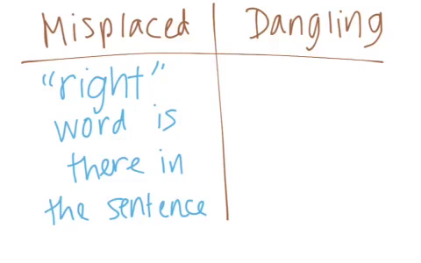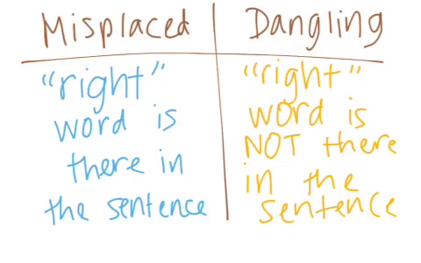However, for dangling modifiers, the word that the modifier is supposed to modify is not present in the sentence. Oh no! Therefore, that correct or right word, so to speak, or the word that the modifier is intended to describe, must be added to the sentence.